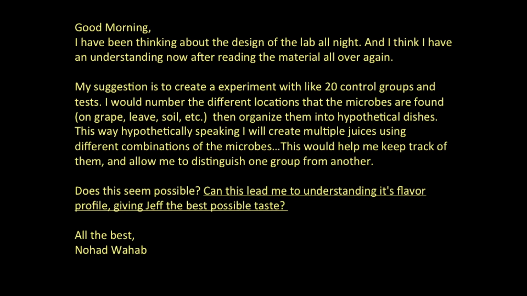This is from one of the students, Nohad. I've been thinking about the design of the lab all night. I think I have an understanding now after reading the material over again. My suggestion is to create an experiment with 20 control groups. That's like the greatest phrase ever, isn't it? Like 20 control groups. Then hypothetically speaking, I'll create multiple juices using different combinations of the microbes. This will help me keep track of them, allow me to distinguish one group from another. Does this seem possible? Can this lead me to understanding its flavor profile, giving Jeff the best possible taste?